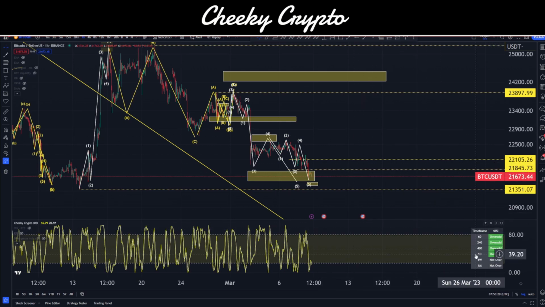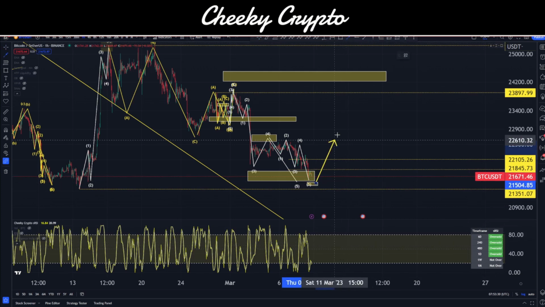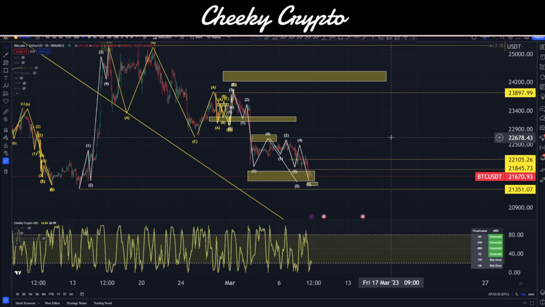So anyway, as we can take a look at the stochastic RSI, we have an oversold daily, 8-hour, 4-hour, and 1-hour. This is also signaling that momentum is about to shift upwards. It might not be that big of a move. It might be a big move. We don't know until we start seeing it. But an upward move is likely.